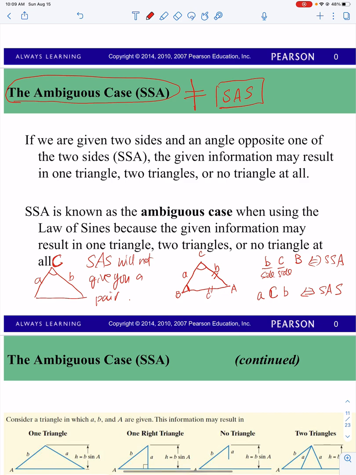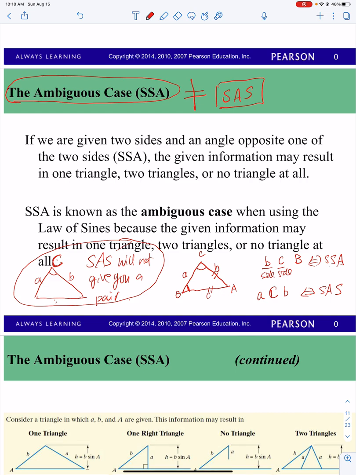Because the angle corresponding to the side c and the angle A corresponding to side a: you know side a, you do not know the angle A. You know b, you do not know the angle B. You know the angle C, but you do not know the side c. So you do not have any pairs. So SAS does not work for law of sines, but SSA does work.